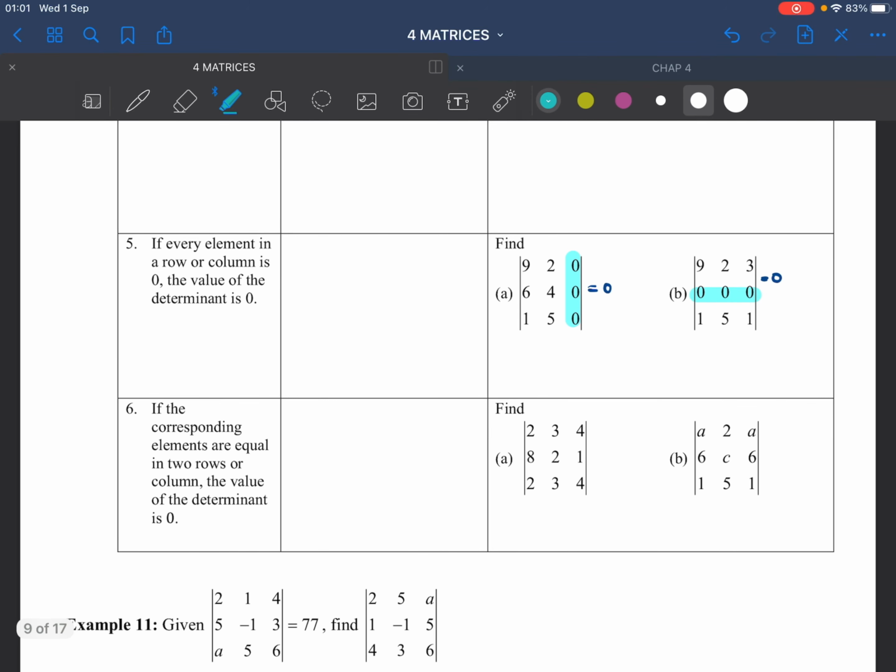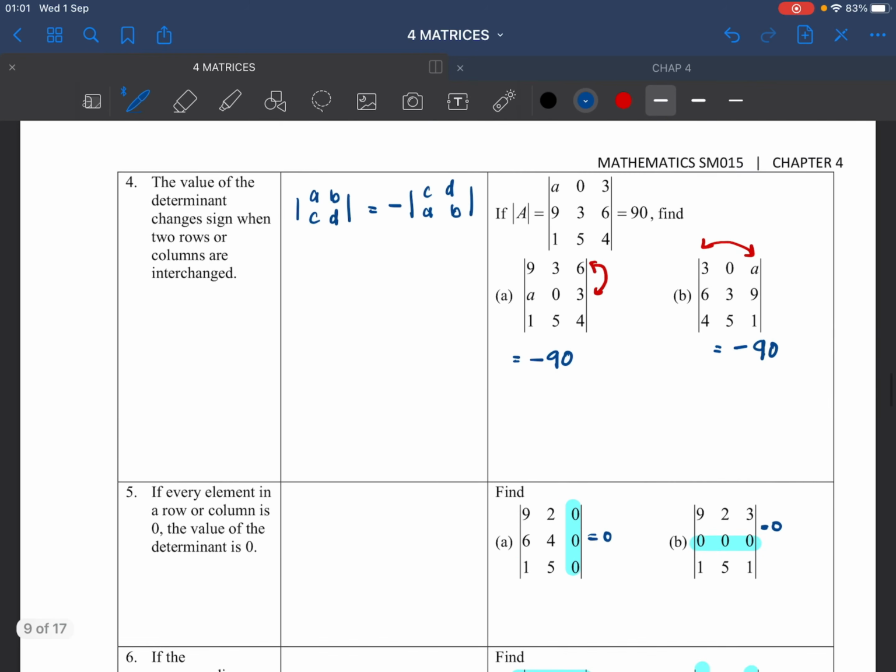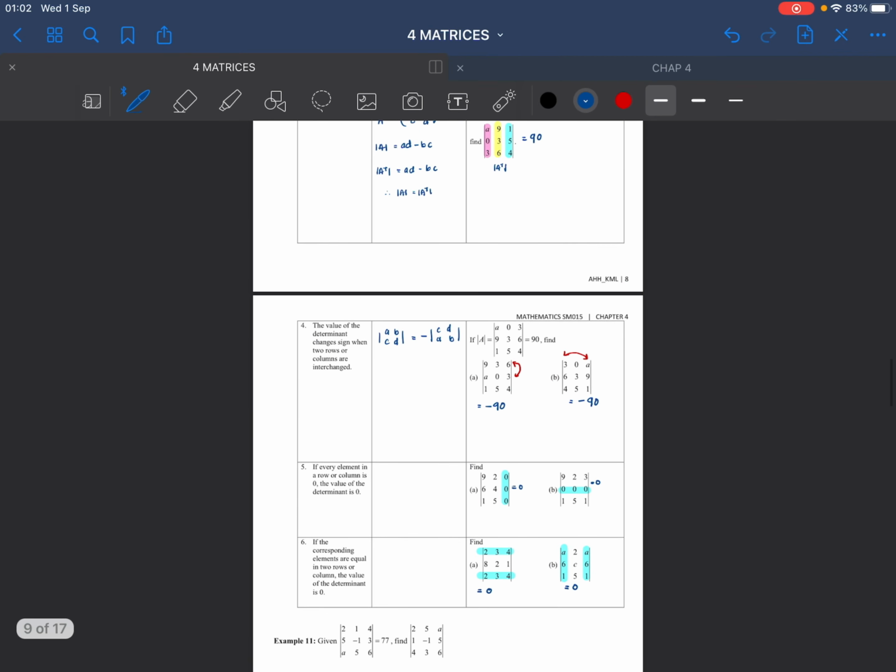Okay, so the last properties here, if the corresponding elements are equal in two rows or column, the value of the determinant is also 0. So what does it mean by that? Contoh dekat sini, apa yang kamu notice, kita ada 2, 3, 4, 2, 3, 4. Okay, first row dengan third row sama. And also for this one, we have A61 as well. So both of these matrices is equals to 0. Okay, so that is basic properties of determinant. Okay, ada 6 basic properties of determinant.